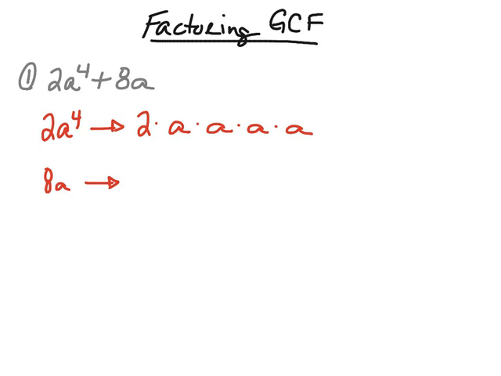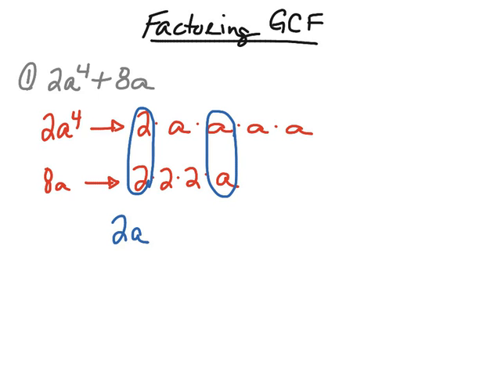The 8, I'm going to find the prime factors of 8, and that would be 2 times 2 times 2, and that's because 2 times 2 is 4, 4 times 2 is 8. I'm also going to need an a. At this point, now that I've expanded each of the terms, I'm going to find what they have in common. As you can see, they have a 2 in common, and they also have an a in common. Therefore, my greatest common factor can be found by multiplying these two things that I've circled, or the two common factors here. So 2 times a would be a 2a.